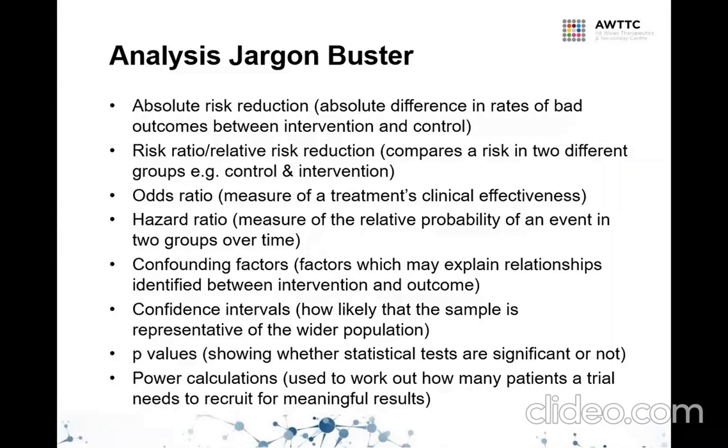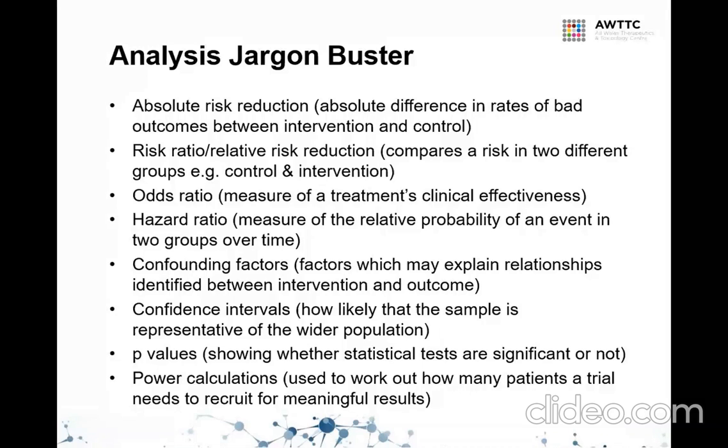An odds ratio looks to measure a treatment's clinical effectiveness, and this is looking at an association. You can't make causality assumptions for an odds ratio. And this looks at the number of events of interest. Instead of in relation to all events, it just looks at the number of events of interest in relation to the number of events not of interest. So an odds ratio provides a measure of the strength of the association between two variables on a scale, and 1 means there's no association. Above 1 shows a positive association, and a value below 1 shows a negative association.